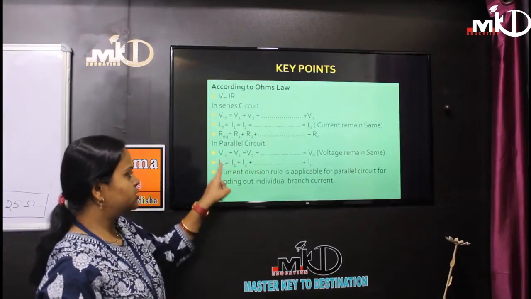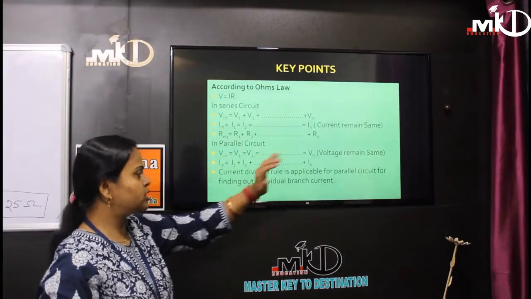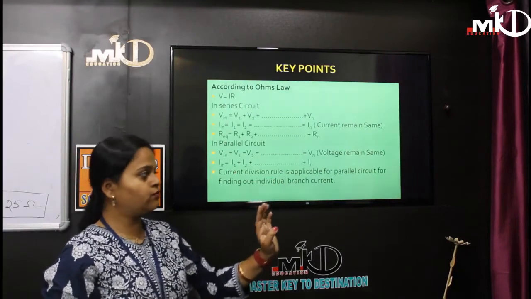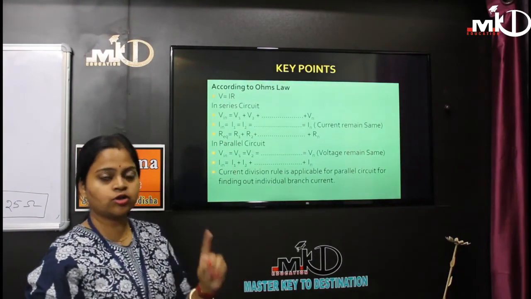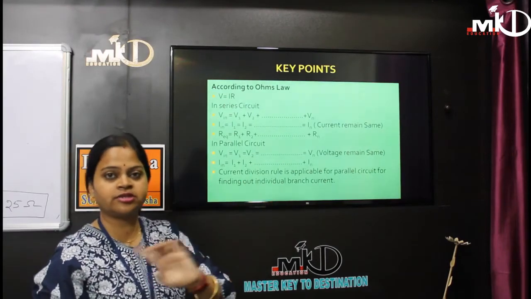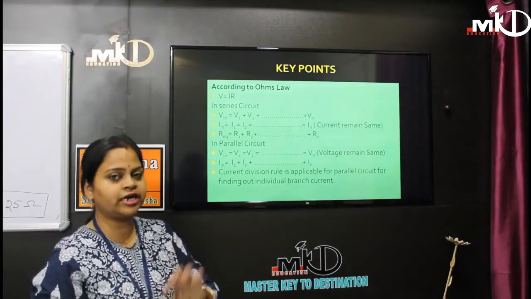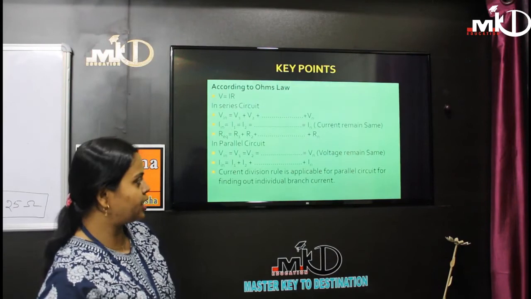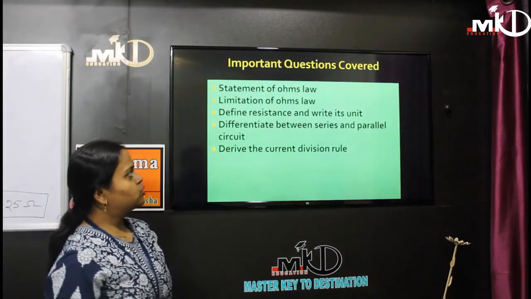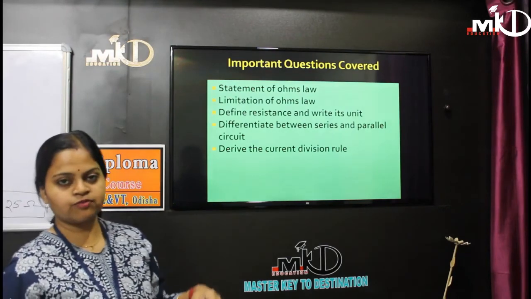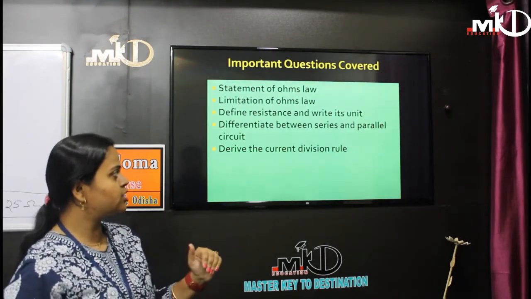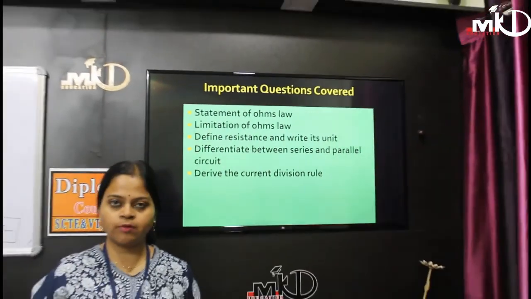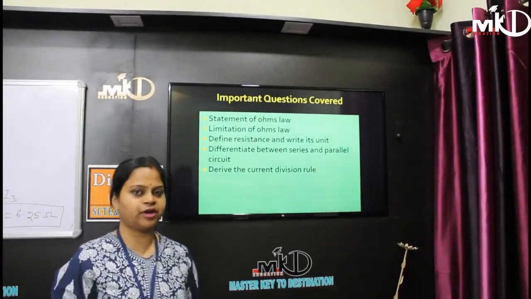In case of a parallel circuit, voltage is the same throughout the whole circuit, current is additive, and the current division rule is applicable for parallel circuits only, for finding out the branch currents. It can't be applied to a series circuit, because in a parallel circuit current is divided, while in a series circuit current is constant. So I can apply this current division rule only in parallel circuits. And these are the important questions we have covered: the statement of Ohm's law, limitations, definition of resistance, the difference between series and parallel circuits, and the current division rule, and then we solved some numericals regarding series and parallel circuits.